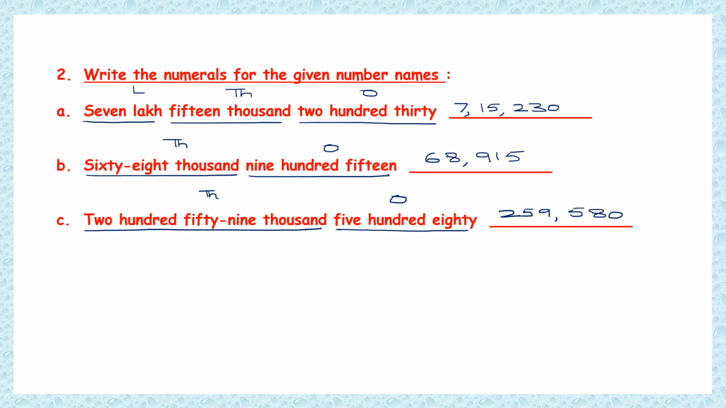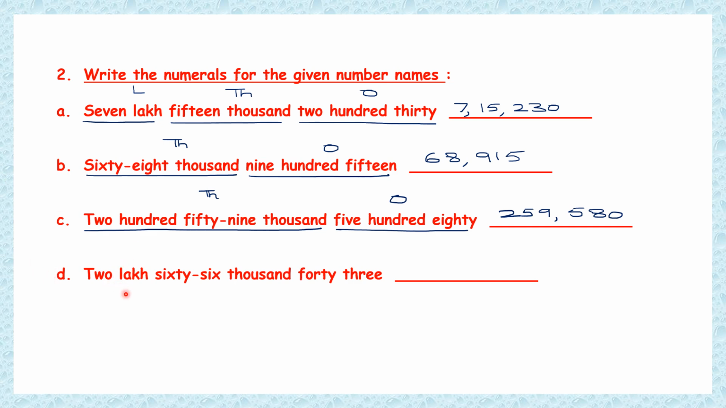Now look at this number here. You can see that this is a 6-digit number and there are only 2 periods. This is the ones period and this is the thousands period. That means this is in the international system. Whereas here it's only a 5-digit number, so it can be the Indian system or the international system. Let's go to question D.